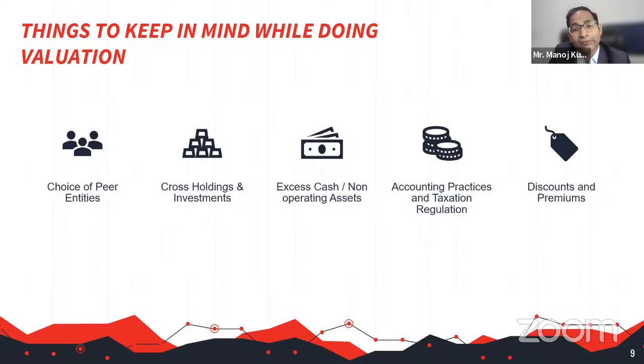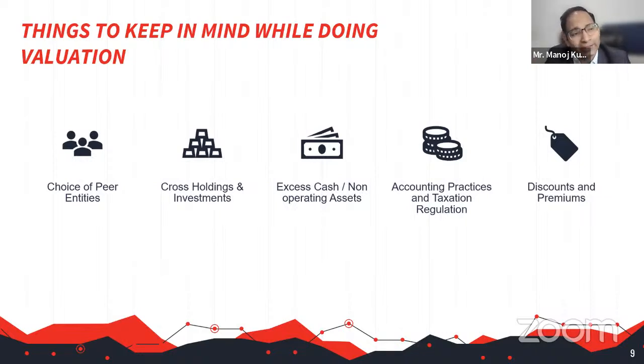Then there may be different accounting practices, different tax jurisdictions applicable to the company under consideration and the peers for which we are taking the multiples. So those adjustments are also very important. Then based on all the subjective factors, we may apply certain discounts or premiums. A very common discount is, in case an unlisted company is getting valued based on the multiples of listed peers, then a lack of marketability discount is always given. That is called the DLOM discount, which is very commonly given.